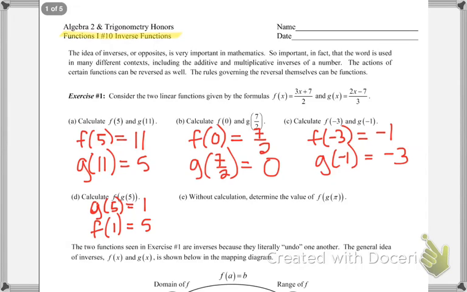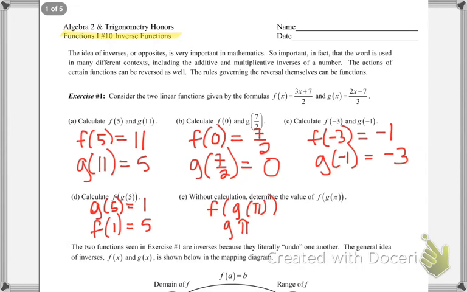So you see a pattern. Our input for function g became our output for function f. So without calculation, we could determine the same for f of g of pi.